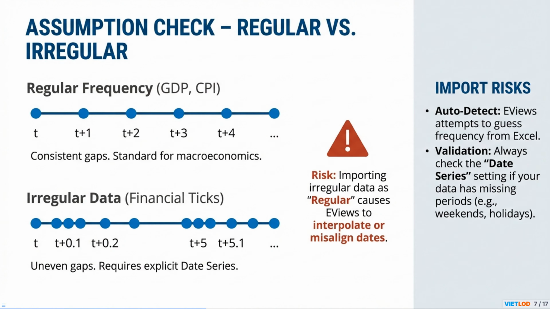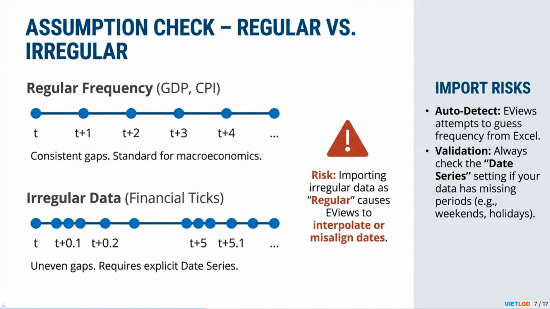Regular frequency data has consistent, even gaps between observations. This is the standard for most macroeconomic data, like annual GDP or quarterly CPI. Irregular data, on the other hand, has uneven gaps. A classic example is financial tick data, where trades can happen milliseconds apart and then not for several seconds.